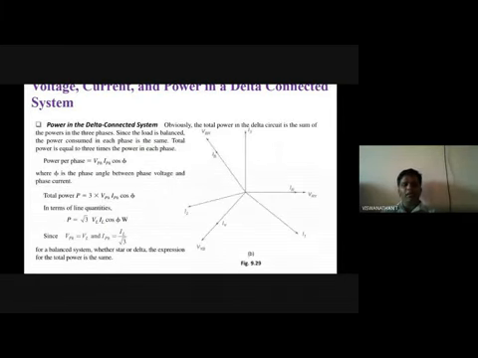Next one, power in the delta connection. The same formula we are using. So P is equal to 3 V phase I phase cos phi. So P is equal to root 3. How does this root 3 come? Because I phase is IL divided by root 3. So 3 can be written as root 3 into root 3, so one root 3 gets cancelled. Then root 3 VL IL cos phi. So this power is same as your star connected system power.